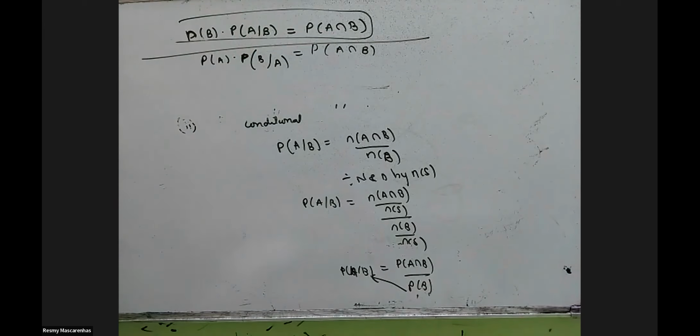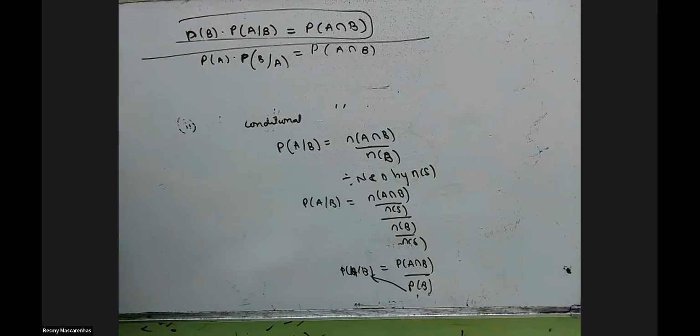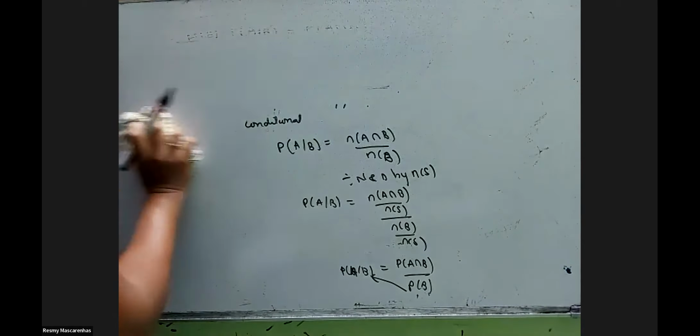So this is the multiplication theorem of probability. Just writing it in terms of P and multiplying it on the other side. If this proof is asked, you have to write this much. State and then prove it.